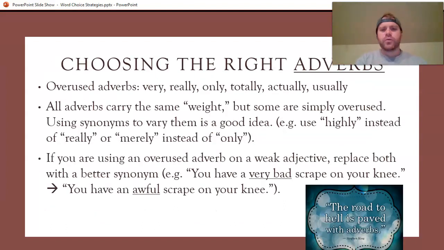The last word category we'll look at today before we do some practice is adverbs. Adverbs work a little bit differently from nouns and adjectives. Some overused adverbs to look for in our writing are very, really, only, totally, actually, and usually. Notice that some of these are different.